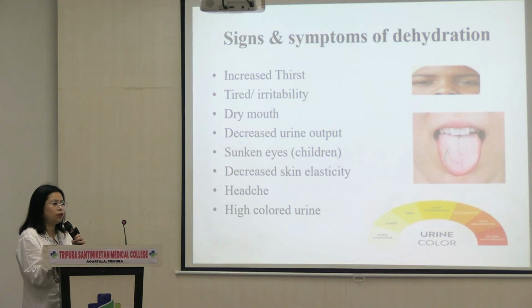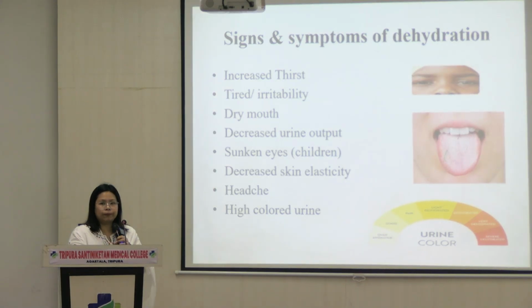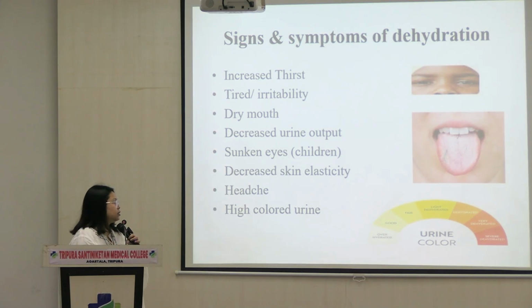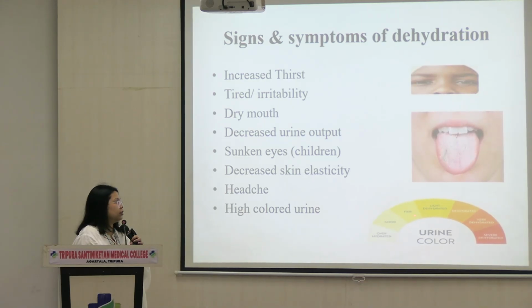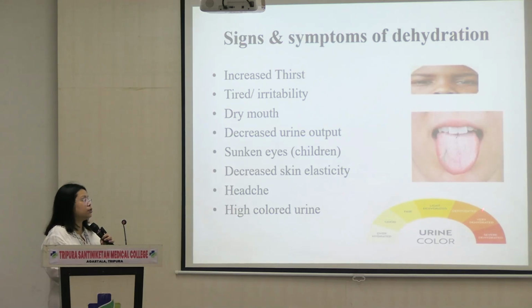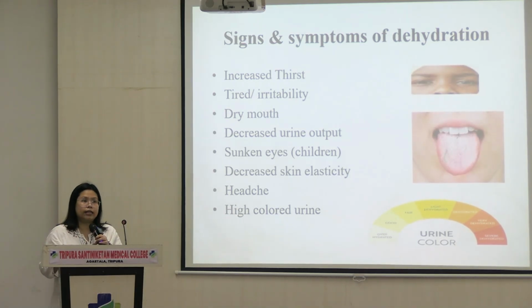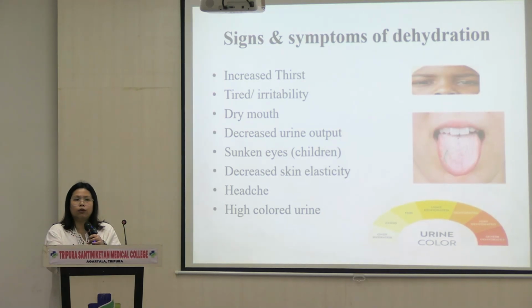So what is the normal color of urine? I told you already. Straw color, somewhere like this. But if your urine is high colored, that means it's more concentrated, the fluid is very less in it. So the darker it goes, the worse it is for you. Keep a check on your urine as well.